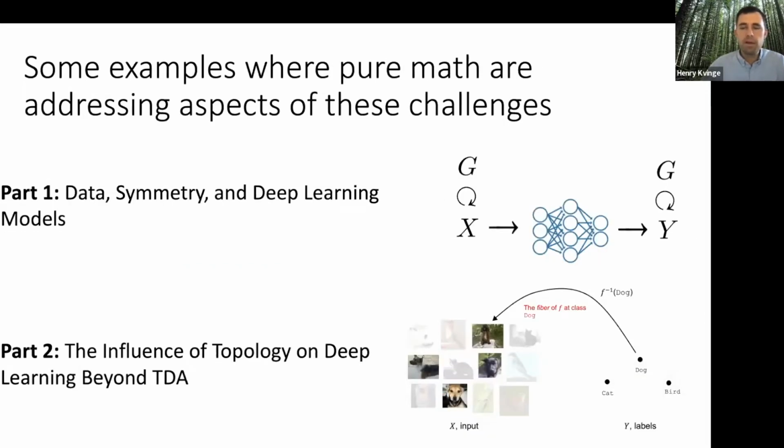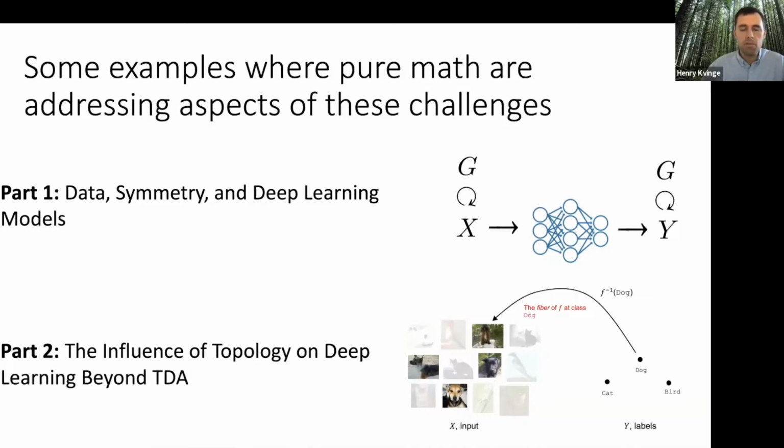So I'm going to break this into two parts. I had algebra and topology in the title, and I'm going to break it up that way. In the first part, I'll talk a little bit about data, symmetry, and deep learning. I noticed this morning that there's another speaker who will talk about a similar topic. I will keep it fairly surface level, and I'll let him dig into some of the details, but hopefully give you a taste of what's out there and highlight a little work that my group has done in this area.